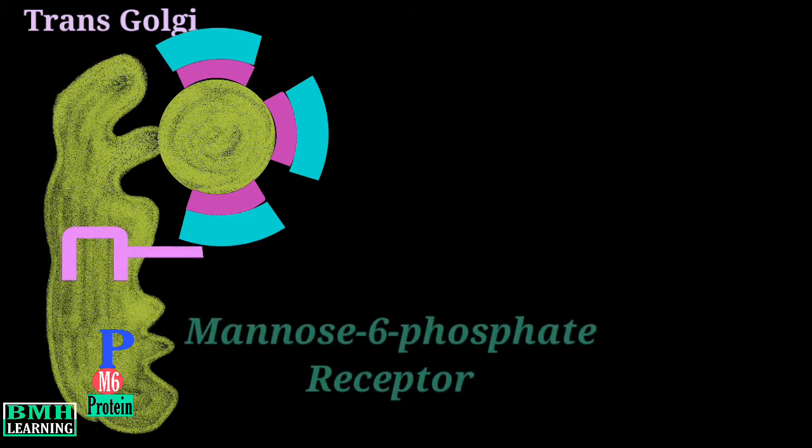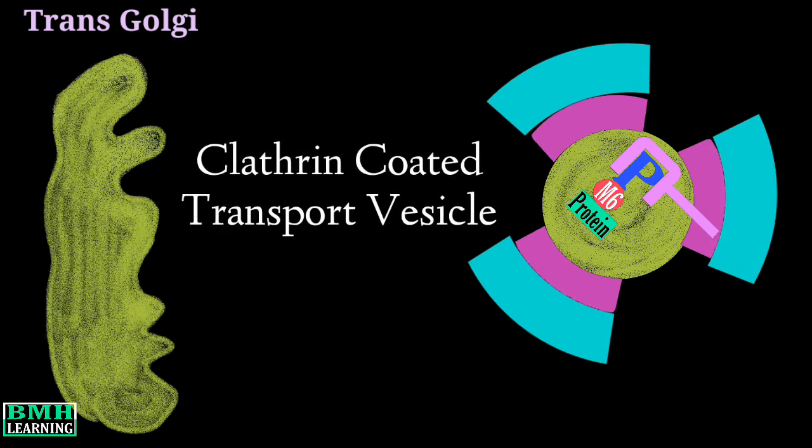Now, the membrane of the TransGolgi has receptors which are known as mannose 6-phosphate receptors. So our protein binds to this receptor, and then the receptor guides the protein to the bud. Now everything is in proper position, so the bud is pinched off and we get a fully formed clathrin coated transport vesicle.